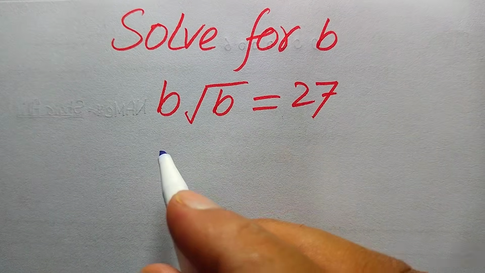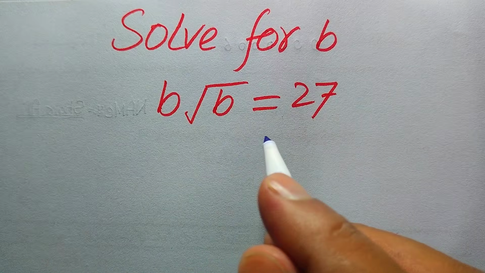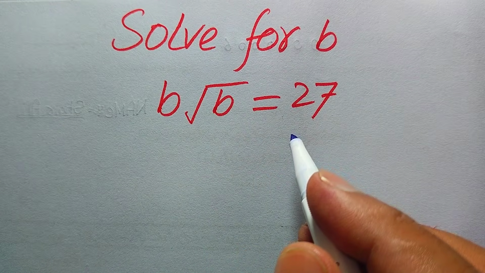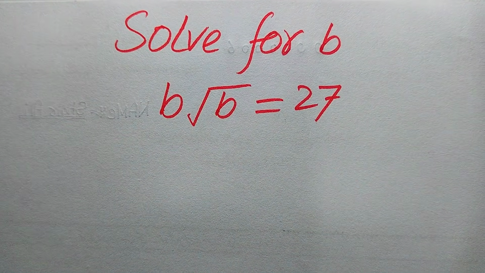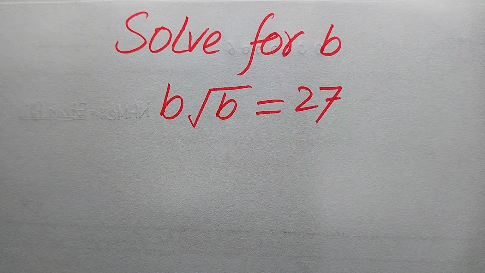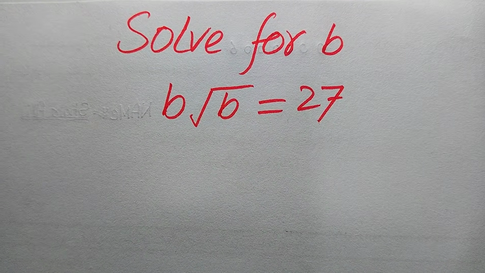So here we have b times the square root of b is equal to 27, and we solve this problem for all the values of b. First we solve this problem for all the values of b, and at the last we will verify which of the roots are solutions and which of the roots are extraneous roots. And now we move towards the solution of this problem.